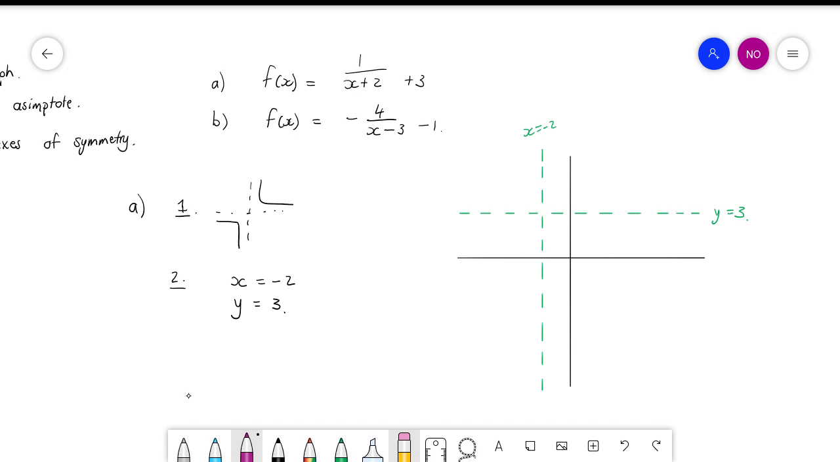And now I also know that the shape of the graph has to look like this. Meaning that the x-intercept will be at a value smaller than -2.